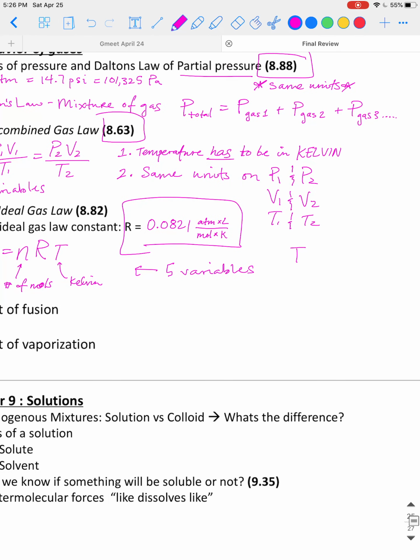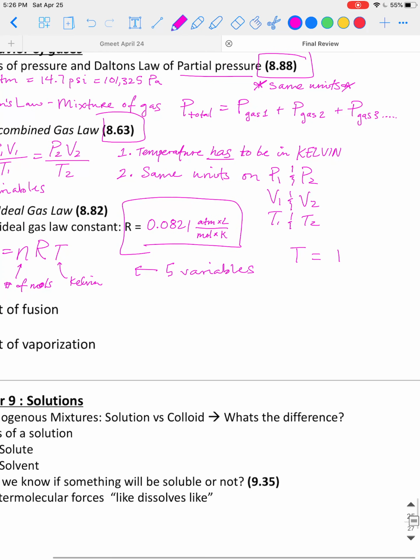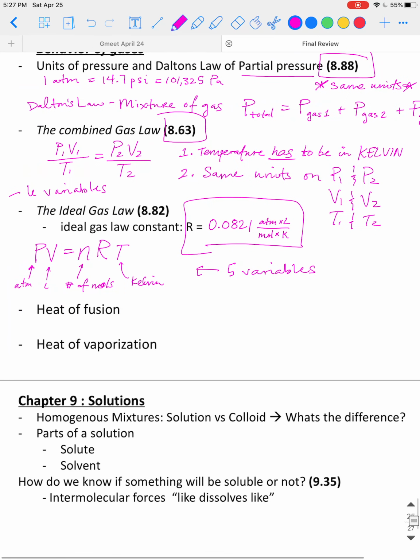Okay, so for example, if I was going to solve for temperature with the ideal gas law, I would want to isolate temperature by itself. And to do that, I would move n and R over to the other side of the equation. So it would look like this, PV over n times R. If I was going to solve for pressure, we'd move volume over to the other side of the equation. So it would be nRT divided by volume. Okay, so make sure you isolate the variable that you're solving for.